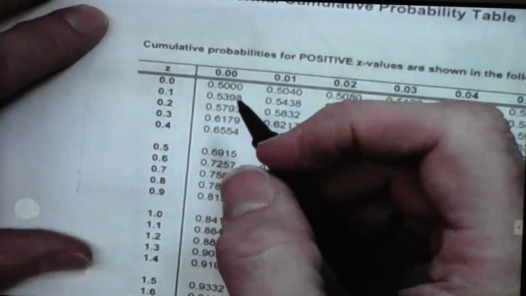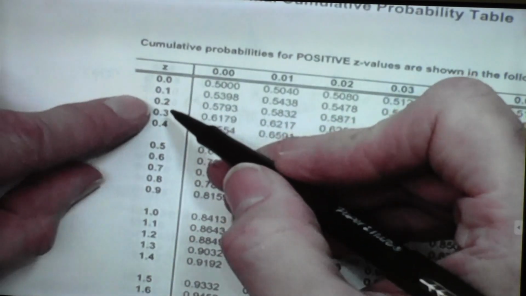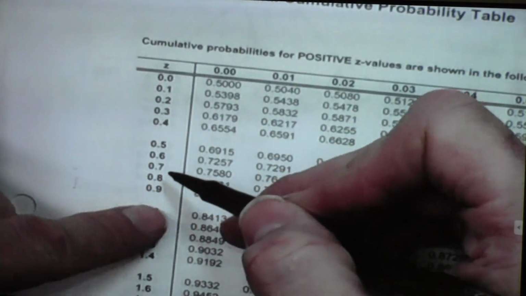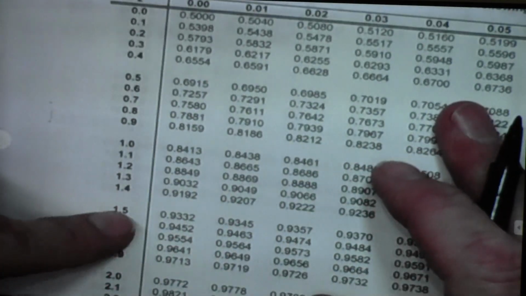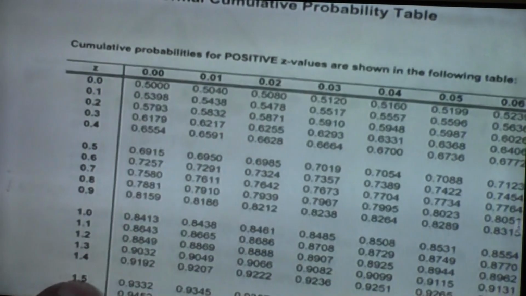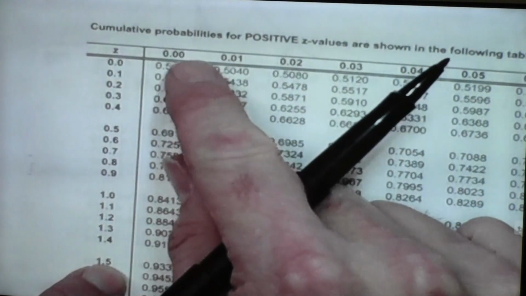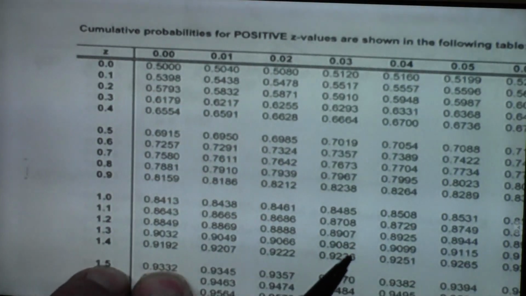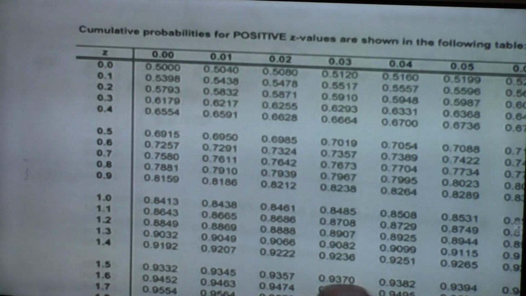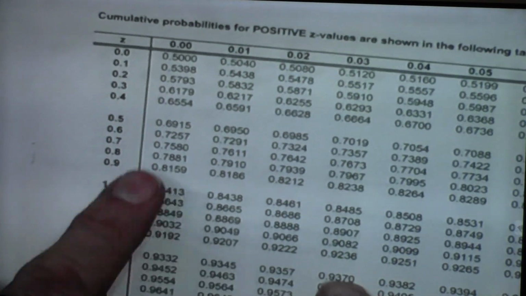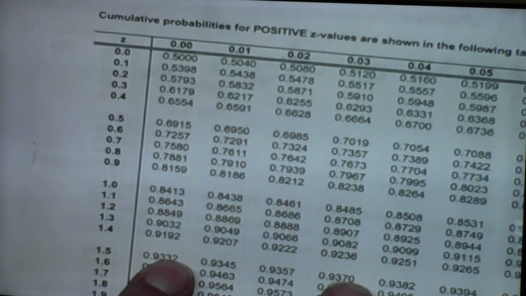So the way you use it is you look down here at the z-score, but it only gives you the first number after the decimal. Now we're looking at 1.5, and then there's all these columns. If it's 1.50, which ours is, you use this column. If it was 1.53, you would use this column and you'd have that number. But ours is this, so it's 0.9332.